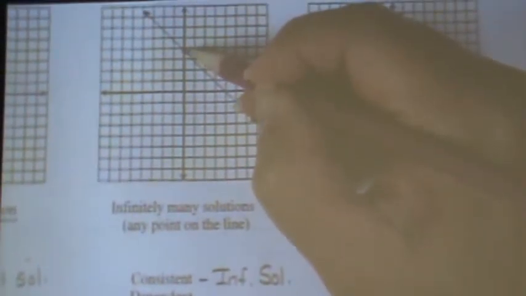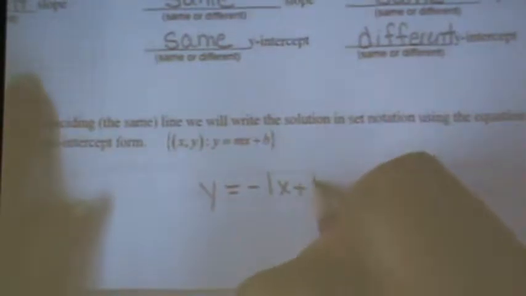Now, let's take a look at this for a second. If there's infinite solutions, how do we write the answer? For this one, can you give me the equation of this line? Let's pretend it starts at 4 and the slope is -1. What's the equation of this line? It's y equals -1x plus 4.